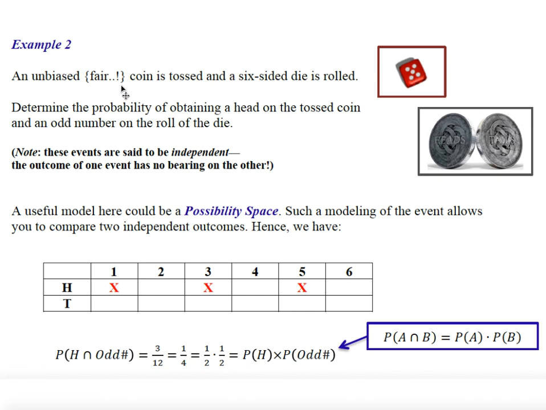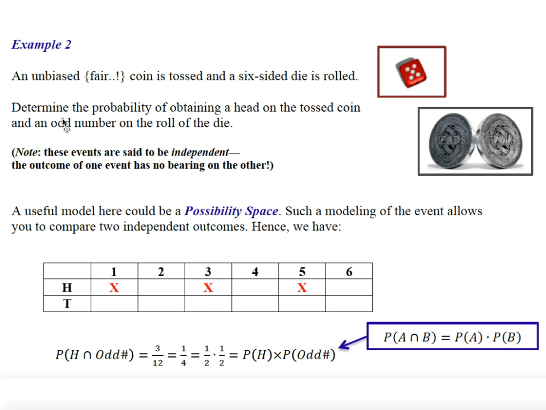Okay, you'll hear the word unbiased sometimes in IB questions, which really just means that it's fair. In this case, an unbiased coin is tossed, and either you're going to get a head or a tail, and a 6-sided die is rolled. Die is, of course, the singular of the word dice, which is plural.